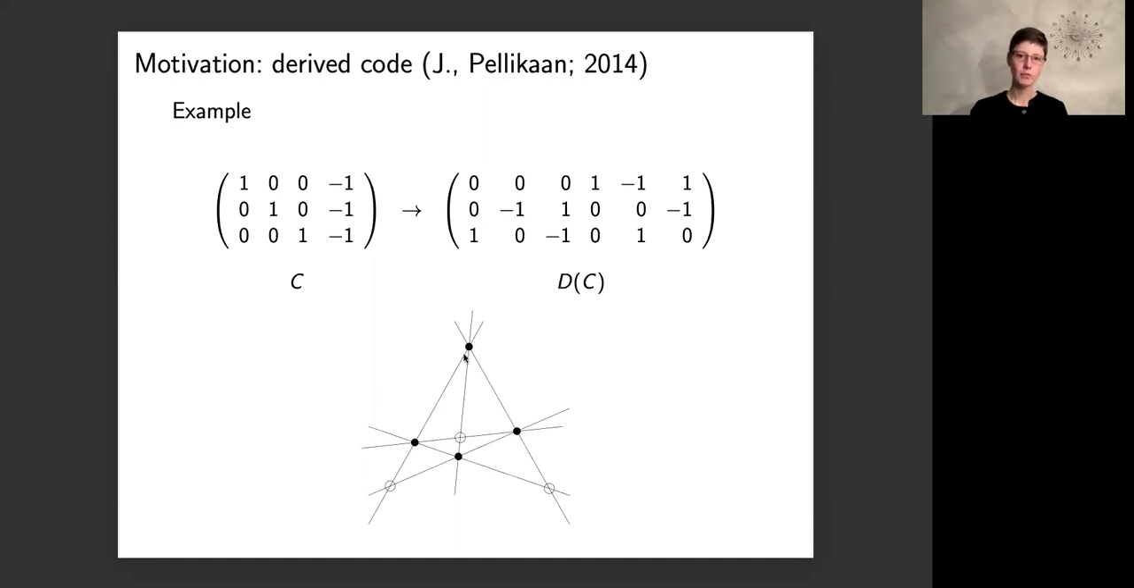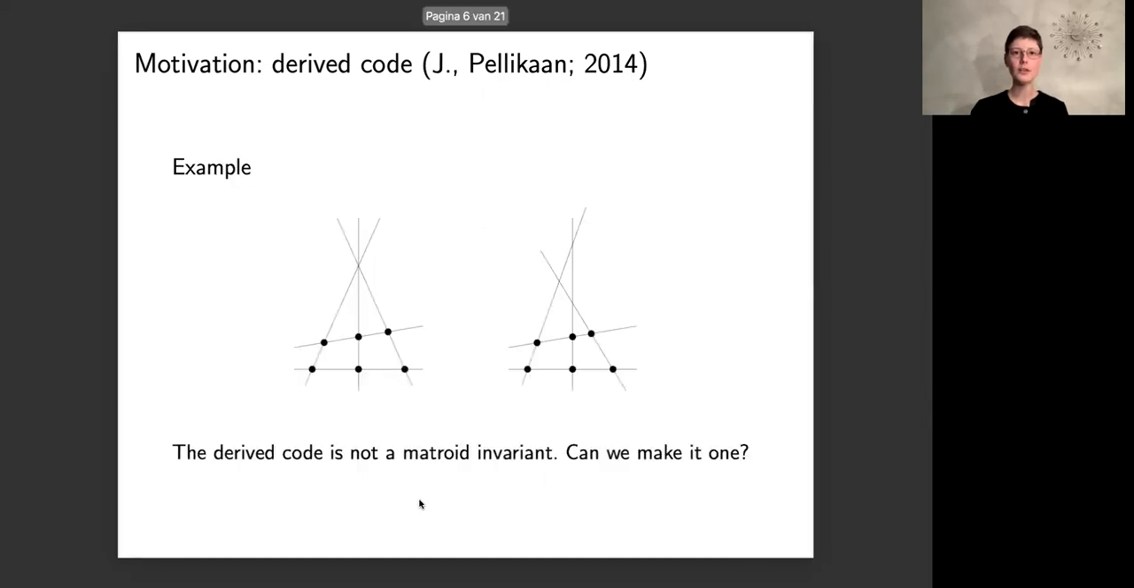And so you see, for example, if these were the first 2 points, then this is going to correspond to the line going through them. And now we're going to study these lines as an arrangement, and that gives us a derived code. Now, there is something to note here, and that is that the derived code is not a Matroid invariant.